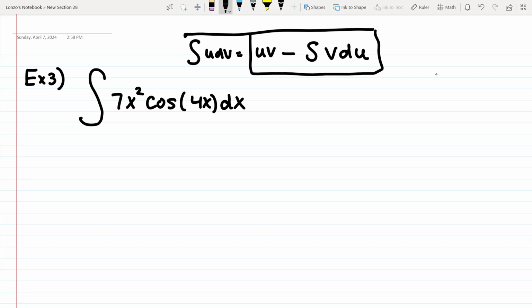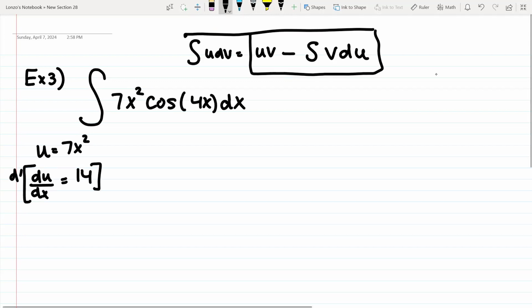So our u is the one that's the least complicated one. So I'm going to say my u will be 7x squared. And then if I do du dx, this would be 14x. And then I want to solve for du, so I have to get rid of this dx. So I'm going to multiply both sides by dx. Okay, so this is going to be du equals 14 dx.